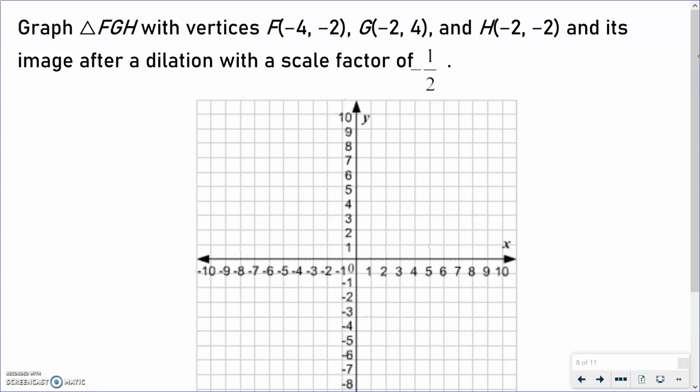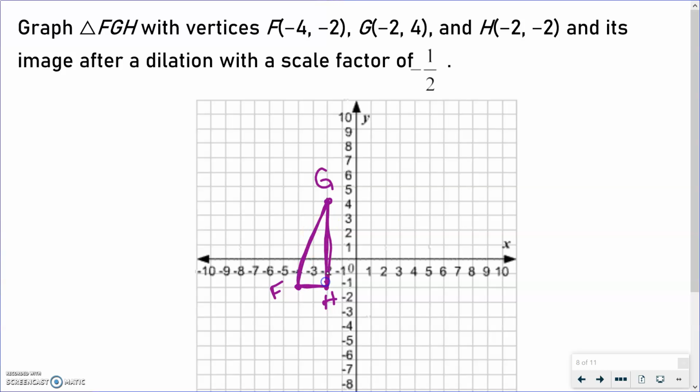Last one here, we're going to do a scale factor of -1/2. And so this will produce something a little different. Okay. So -4, -2, that's our original F. G is -2, 4. And H is -2, -2. So this is our original triangle, okay?